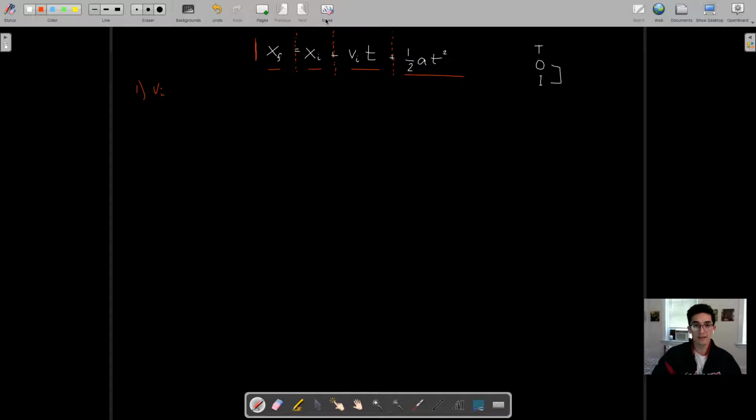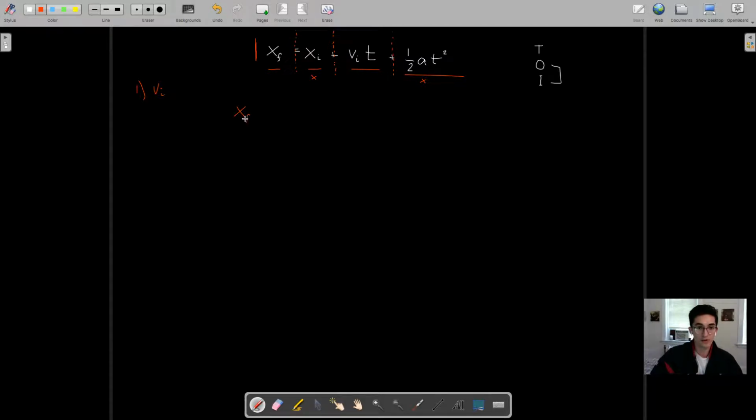We want all the terms that don't contain our desired variable over to the other side. So on this side of the equation, we have x initial as the first term, v initial t is the second term, and 1/2 a t squared is the third term. We want to get this one on the other side and this one on the other side. So we're going to do that either through addition or subtraction. Because these are both positive, we're going to use subtraction. So first thing we're going to do is subtract x initial from both sides.